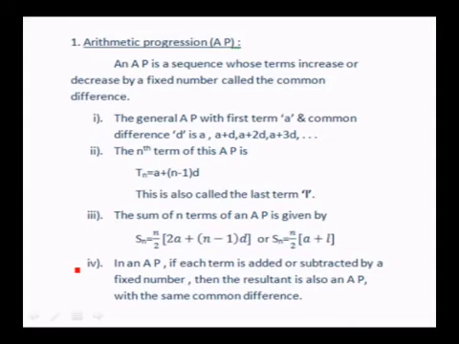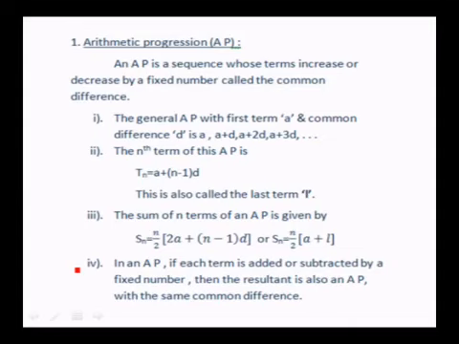The nth term of this AP is Tn equal to a plus n minus 1 into d. This is also denoted by small l. The sum to n terms of an AP is given by the formula Sn equal to n by 2 into 2a plus n minus 1 into d, or Sn equal to n by 2 into a plus l, because l is a plus n minus 1 into d. You can write Sn as n by 2 into a plus l also.